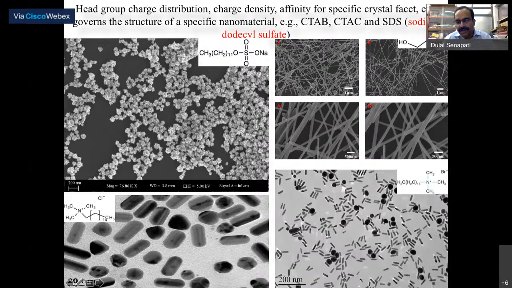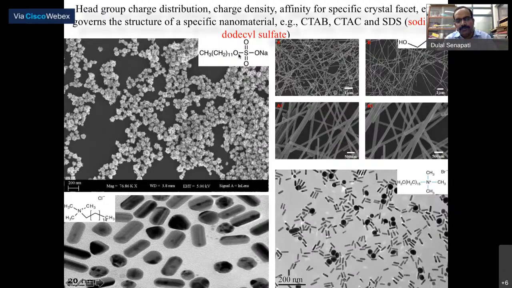Okay, but instead of cetyl trimethyl ammonium chloride, if we use cetyl trimethyl ammonium bromide, then we can generate nice rods with a much better high aspect ratio, meaning the lengths are much bigger than their diameter. So you can see, it depends on the head groups.